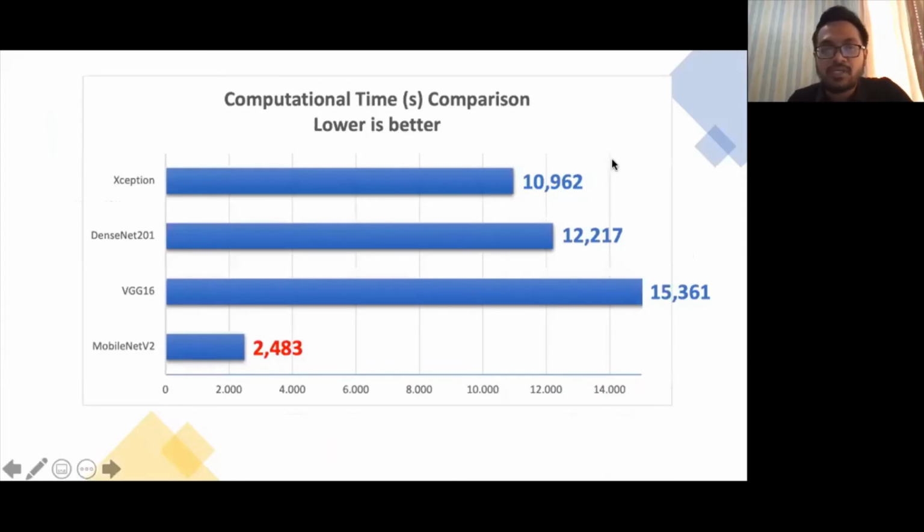This one is the comparison of the computational time. As you see, MobileNet version 2 has the fastest computational time. It's around 5 times faster than Xception. So we can conclude that MobileNet version 2 is the best architecture for the computational time performance metric. It's only 2,483 seconds for doing all of the training and testing process using 5-fold cross validation.